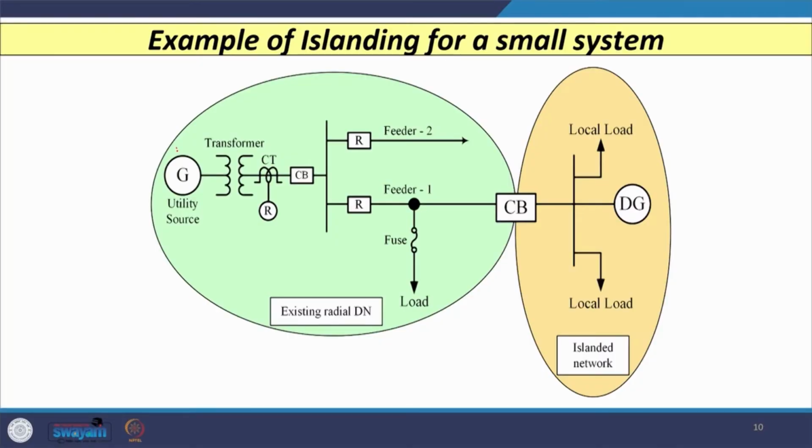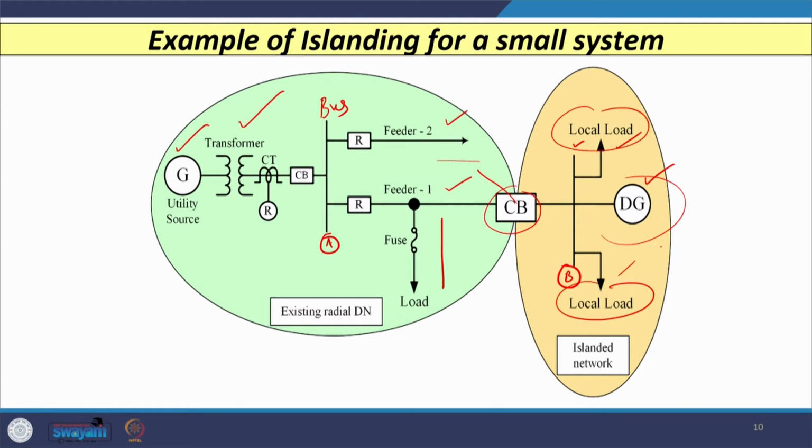As an example of islanding for a small system, you can see that we have a utility source connected with the generators, and then we have the bus, and then several feeders like feeder 1 and feeder 2 emanating. We have laterals also, and feeder 1 is connected to another bus here. Let us say this is bus A and this is bus B, and on bus B we have connected some loads as well as distributed generators. Whenever this breaker opens, the island is formed, and the local loads are supplied by these distributed generators or distributed energy resources, subject to the total requirement of the load and the capacity of the DG.